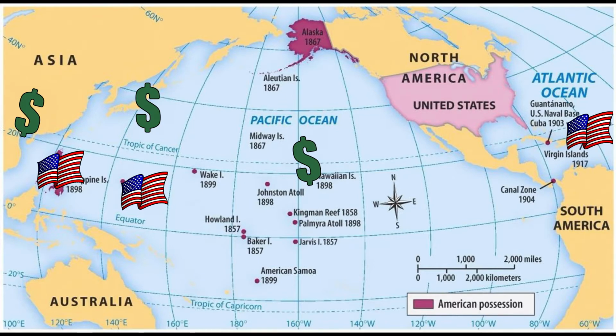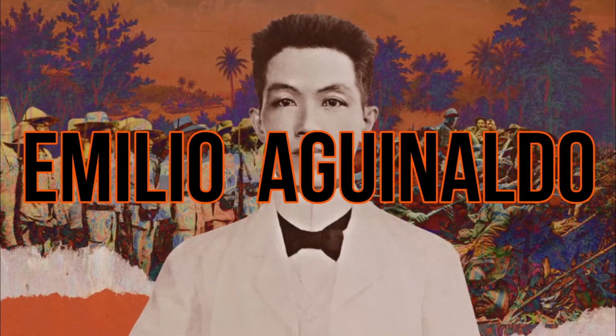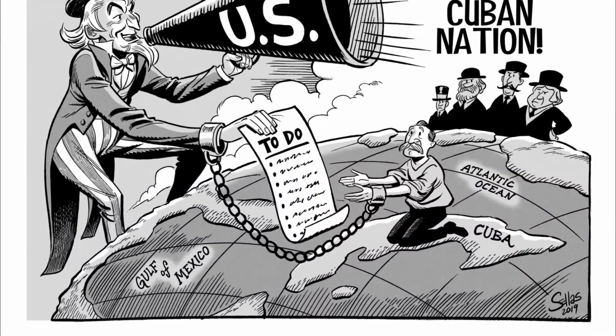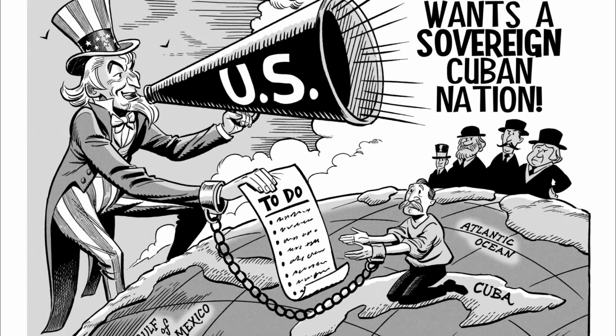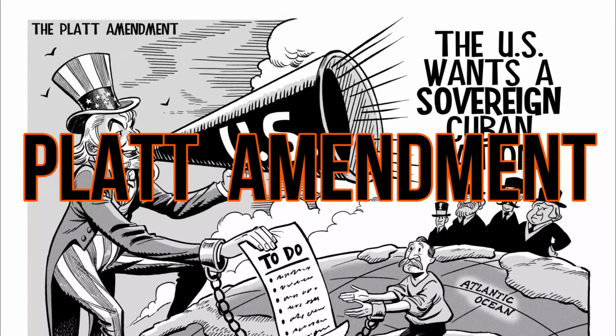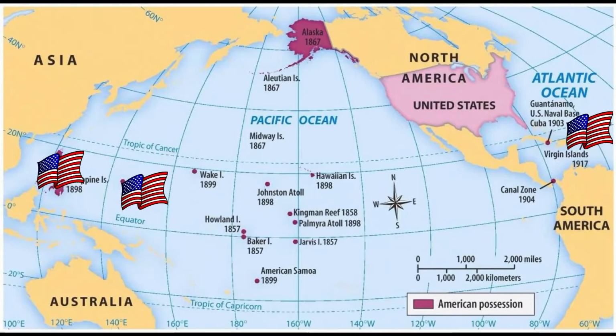Of course, not everyone wanted us there. Take the Philippines, for example. Filipino revolutionary figure Emilio Aguinaldo continually pleaded with the U.S. for independence. Speaking of independence, whatever happened to Cuba after the Spanish-American War? Well, they became an independent country, so long as they allowed the U.S. to build a military base on their island. This agreement was known as the Platt Amendment. So big picture, 1898 is the year that the U.S. becomes a world power. But we're not done yet.